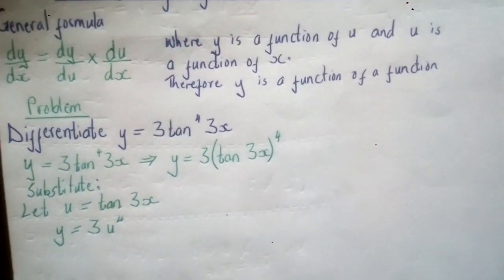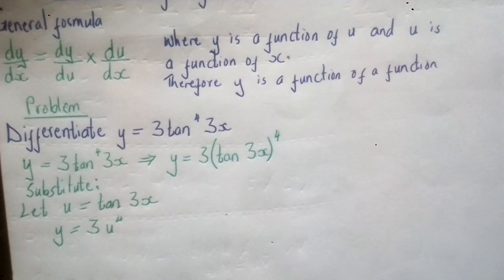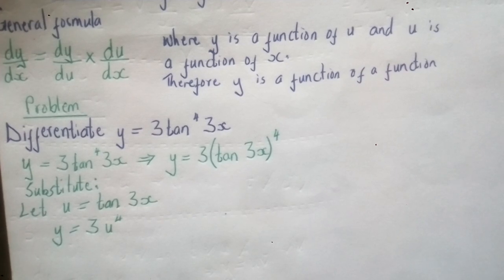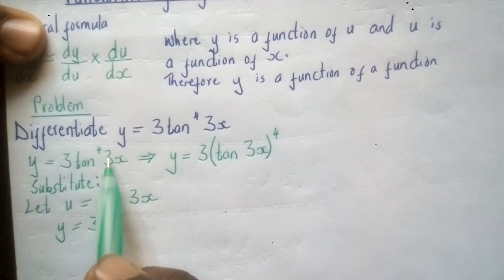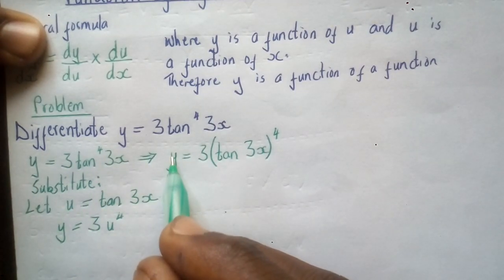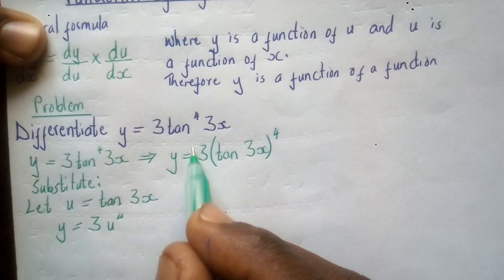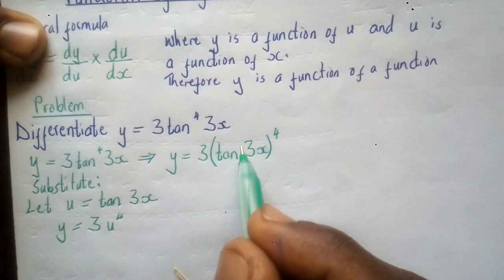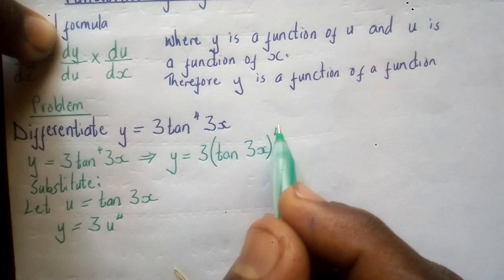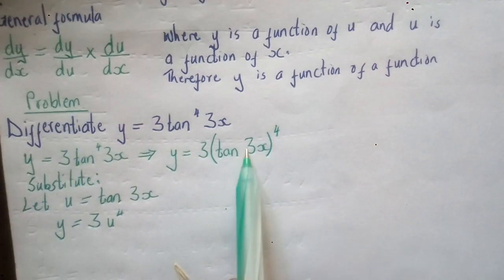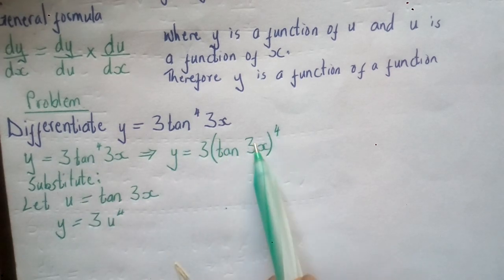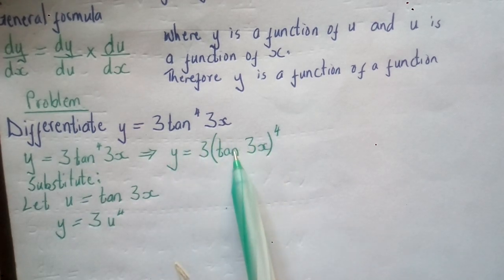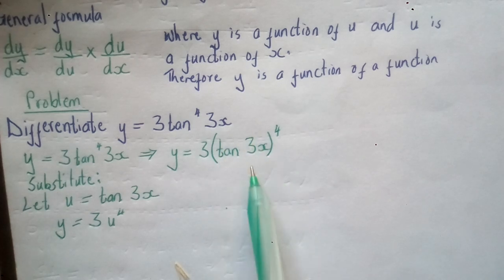Differentiate y is equal to 3 tan power 4 of 3x. Y is equal to 3 tan power 4 of 3x is the same as y is equal to 3 into bracket tan 3x power 4. When you see 4 here, it means that you power this whole bracket with 4. It's not only the tan that is powered, but the whole of this is powered.